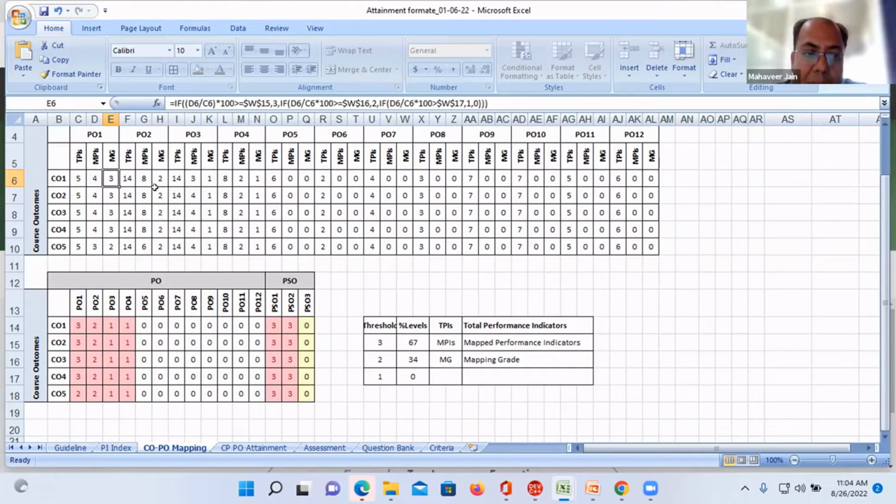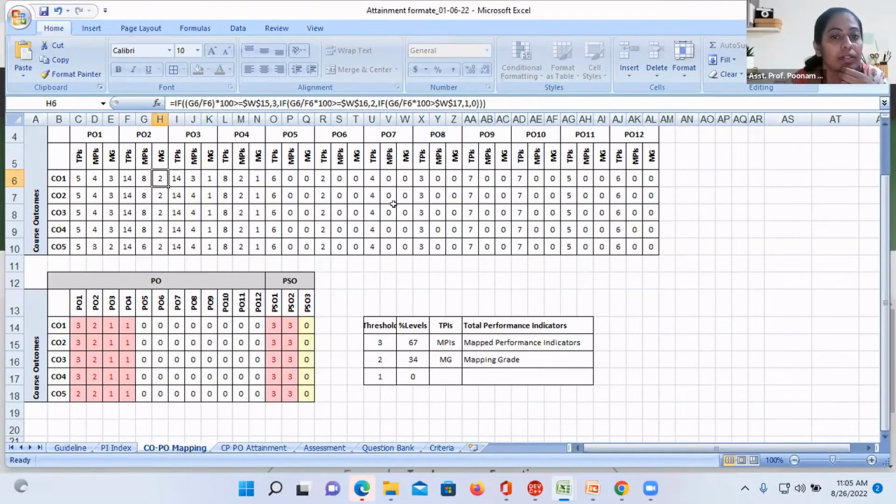Here I am getting the 2. Like, out of 14, 8 are mapped. So what is the percentage? If I am getting 8 out of 14, then the percentage will be less than 67%. That is why I am getting the 2. Am I right, does it make sense? Yes, sir.